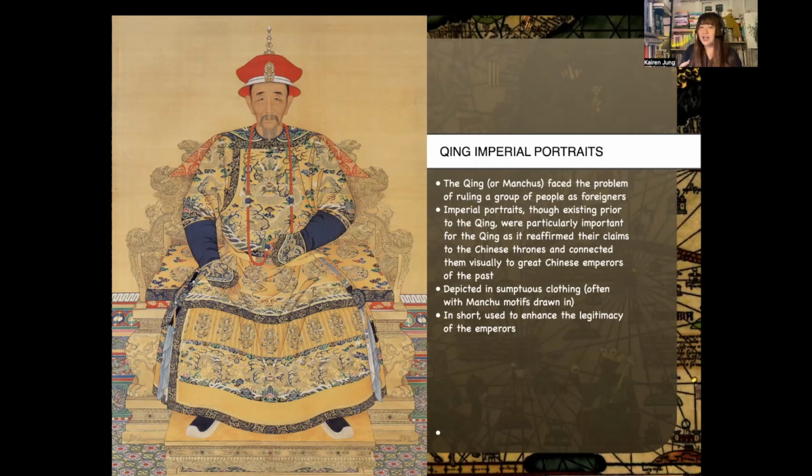Their claims to the Chinese throne, they wanted to connect themselves visually to the great Chinese emperors of the past that had that mandate of heaven. So they wanted to claim that mandate of heaven for themselves. They often had a lot of Manchu motifs drawn into the sumptuous silken clothing of the emperors, and this was used to enhance the legitimacy of these new emperors, of this new ruling class.